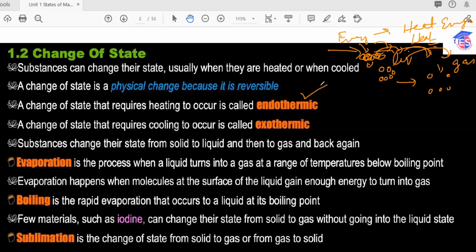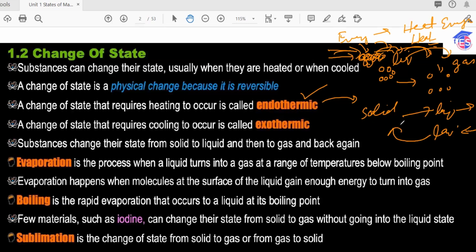It is known as an endothermic reaction when heat is given to some substance. By endothermic reaction, you can change solid into liquid and liquid into gas. So which reaction? Endothermic. But we know that if you cool down a gas, it can become liquid, and if you continue to cool the liquid, it becomes solid.